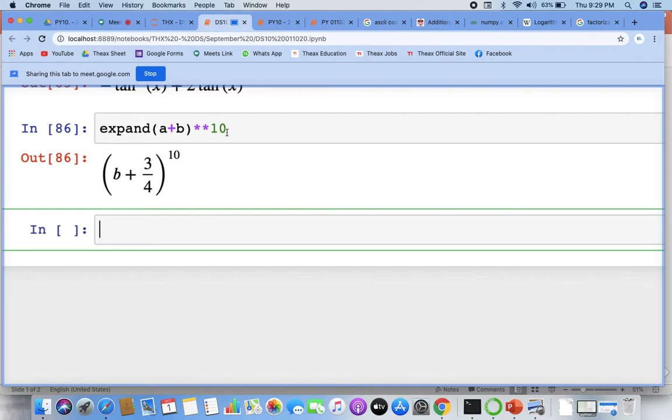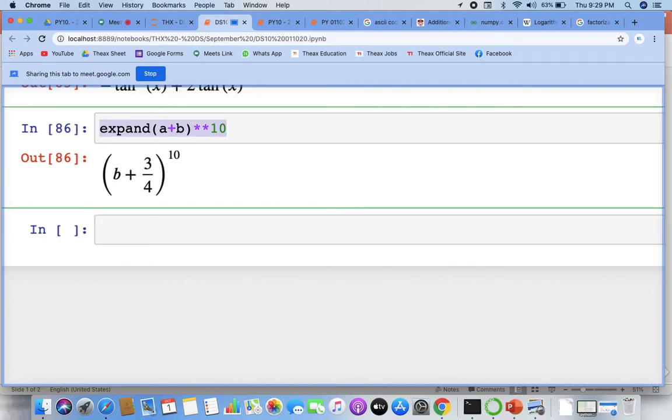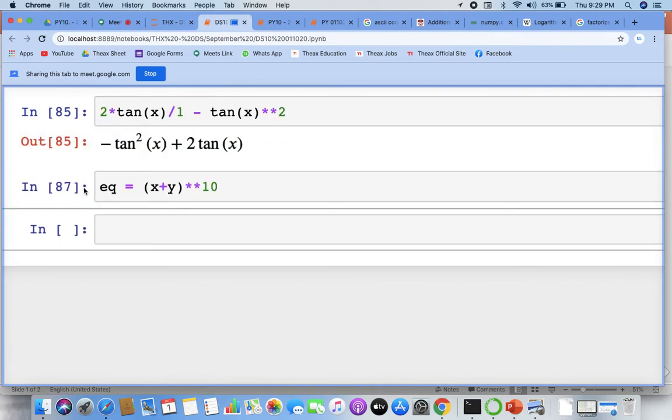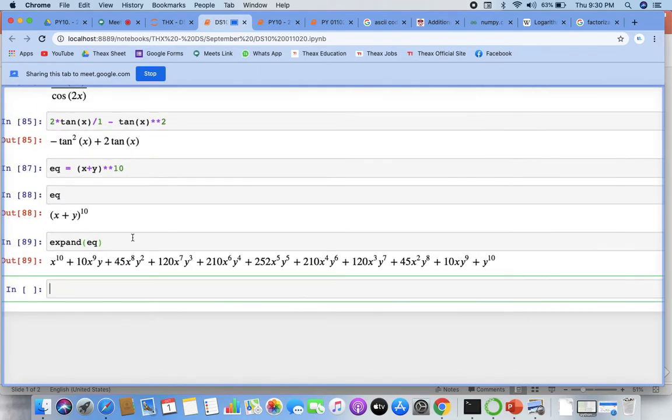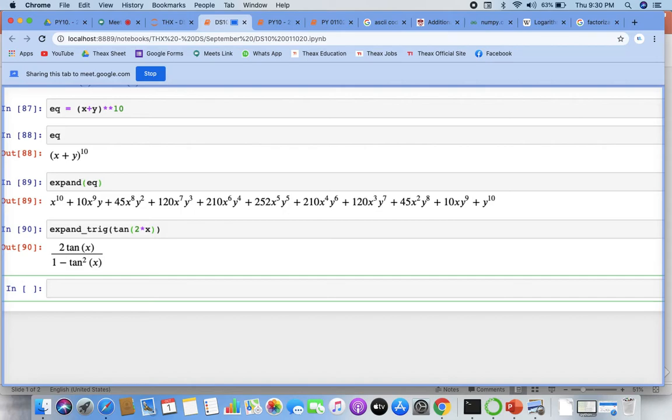Oh no, does a have any value? Okay. Expand x plus y to the power 10. Oh, what's the result? x to the power 10. Okay, your answer is correct. I think mine is also correct. So simply we have expand trigonometry, expand log, expand trigonometric, expand polynomials, everything. So expanding tan 2x, let's see whether what you said is correct. Obviously great mathematicians you are. 2 tan x by 1 minus tan square x. Very good. Correct.